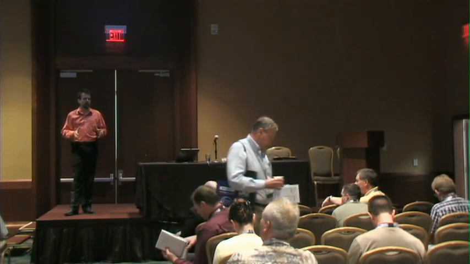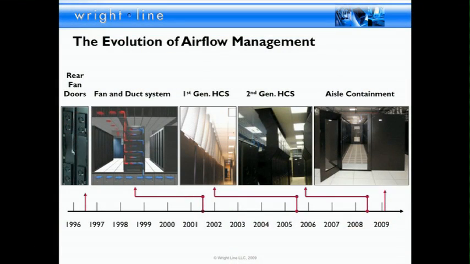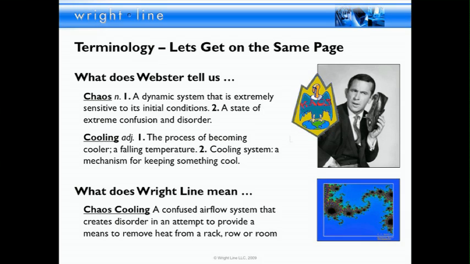You know, back in early '96, where heat really started to develop in data centers, different products of fan doors, a ducted system, the first generation heat containment, moving on to second generation heat containment, and then finally to aisle containment.